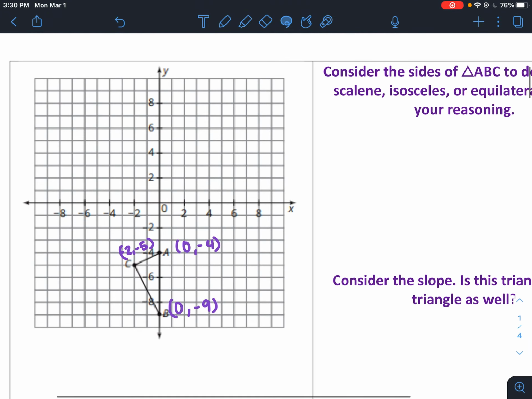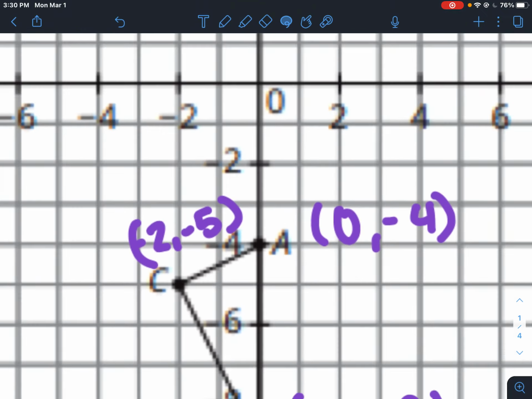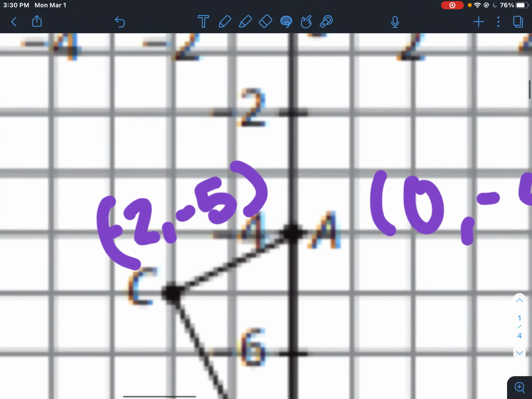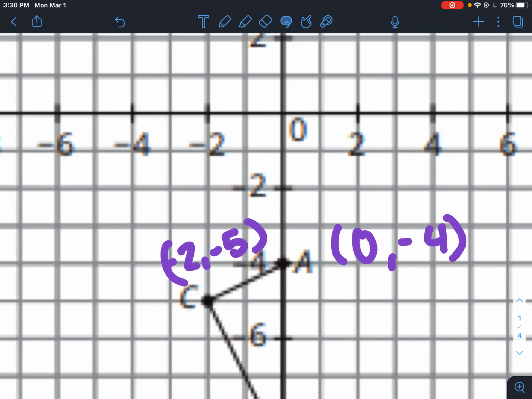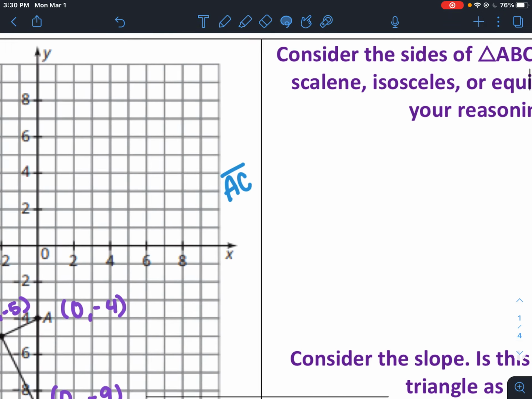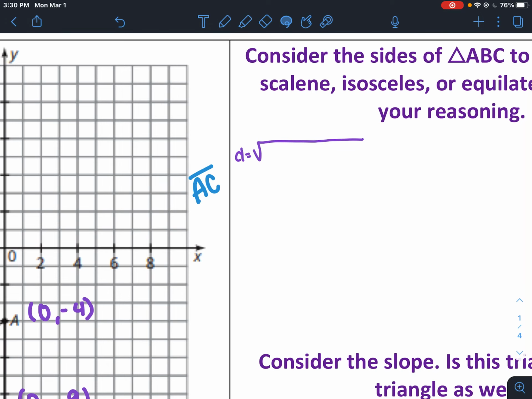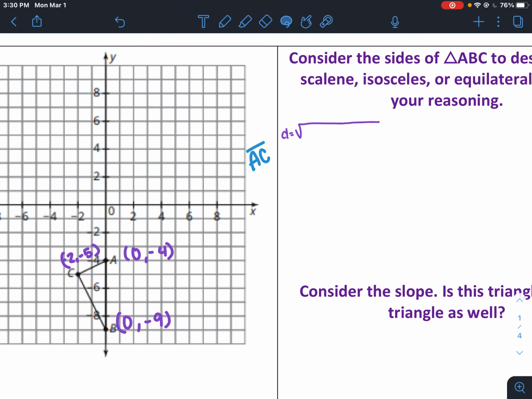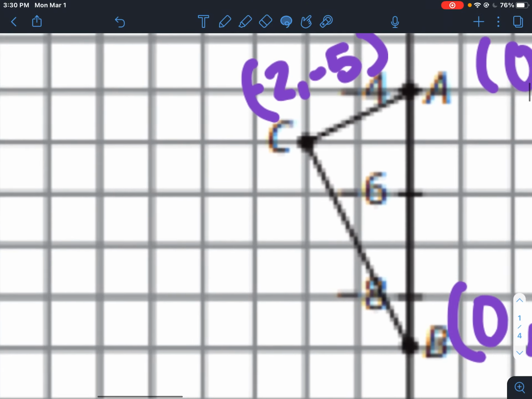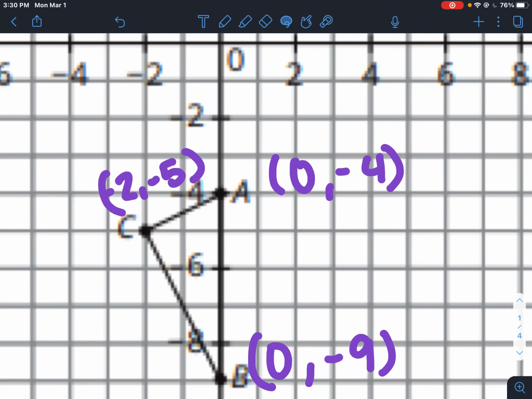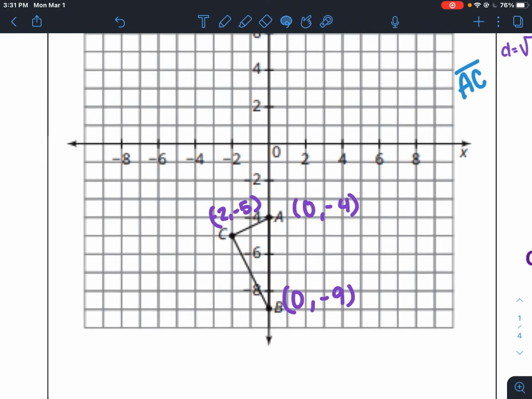So to calculate the side length of AC, this little guy at the top, we are going to use the distance formula because we have two points. We have an x1, y1, x2, y2. So we'll plug that into the distance formula. So we have the square root of -2 is our x value, minus 0 is our second x value. You could also have 0 minus -2. Remember, the order doesn't necessarily matter.